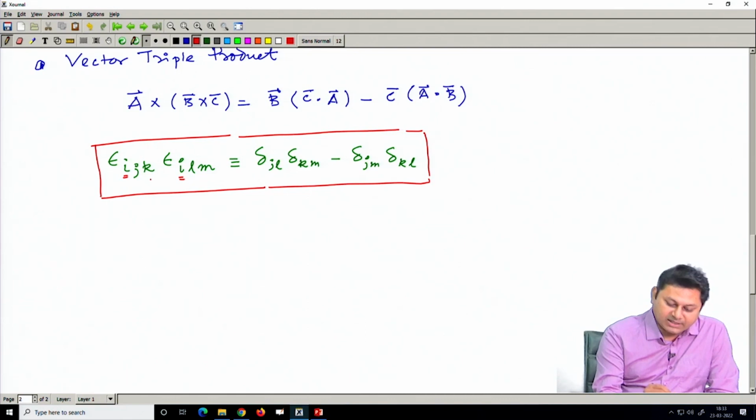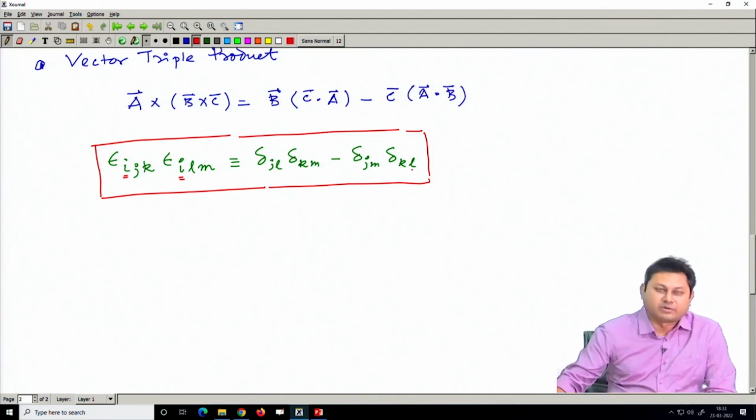So, epsilon_ijk, epsilon_ilm, what is this? Delta_jl: j is sitting here, l is sitting here, the first, so I put it, then k is sitting here, m is sitting here, the second, I put it. Now, I change the order, so when I change the order, there should be a negative sign. Now, j first, m second, I put j first, m second, and then k second, l first. So, I put k and l, that is all.